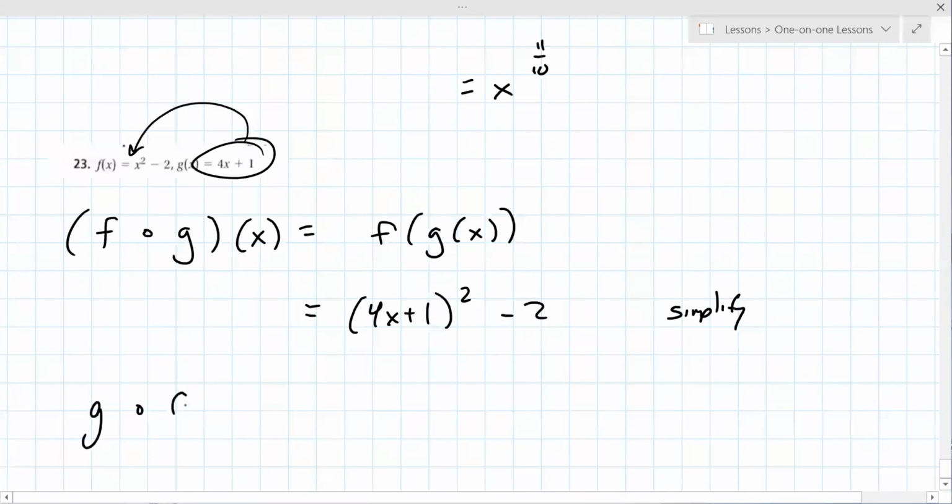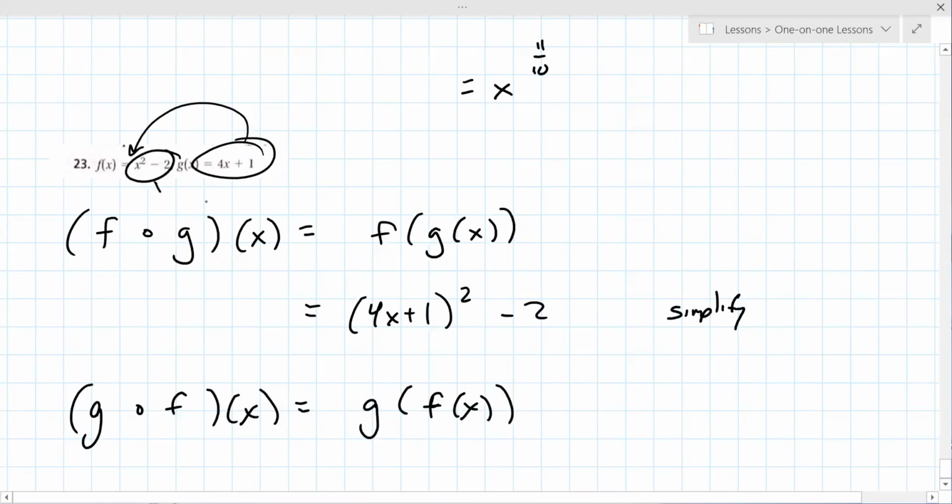G bubble f of x means to take the other one and put it in for the other x. Wherever you see an x, it's 4 times x squared minus 2 plus 1. I need to simplify that also.